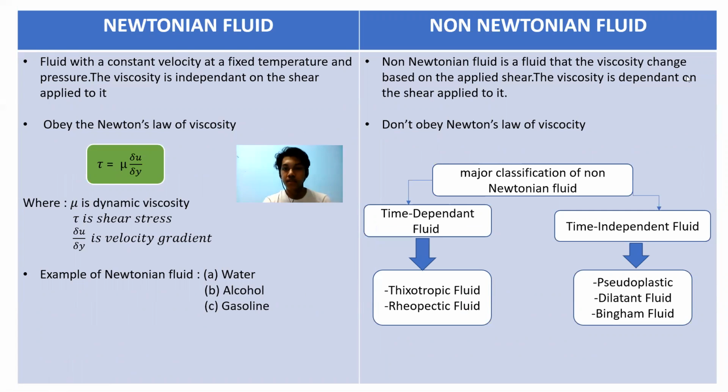There is a major classification of non-Newtonian fluid. There are two: time-dependent fluid and time-independent fluid. Examples of time-dependent fluid are thixotropic fluid and rheopectic fluid. Meanwhile, examples of time-independent fluid are pseudoplastic, dilatant fluid, and Bingham fluid.